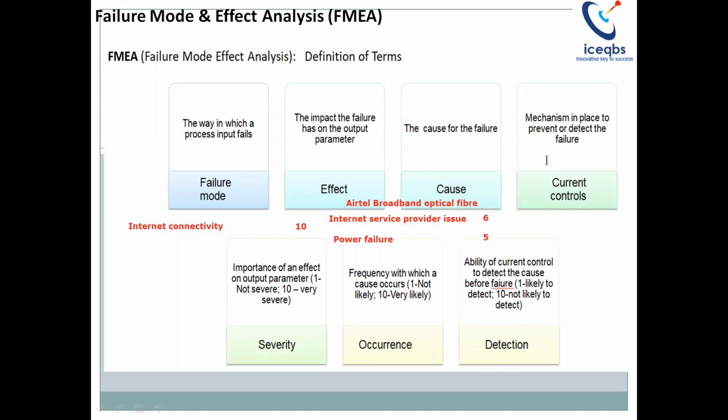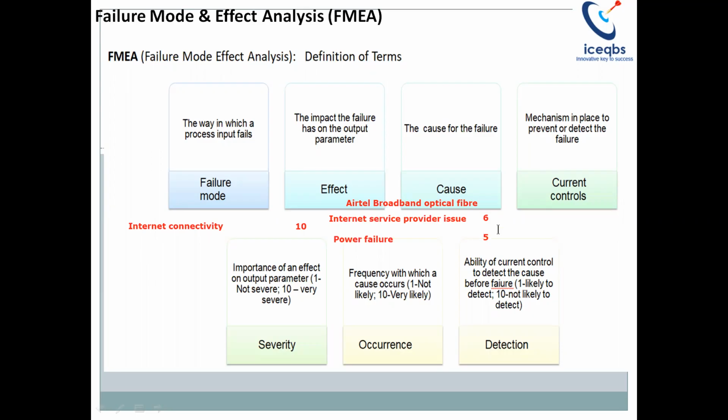But if the power failure comes suddenly without any warning and I don't have any control over that, then for the detection rating, I will have to give a rating of 10. So I'll give a rating of 1 if I am getting advance warning, enough warning, so that I'll be able to make some alternate arrangement. Then I give a rating of 1. But again, if the failure comes all of a sudden without any warning, then I give the maximum rating of 10.